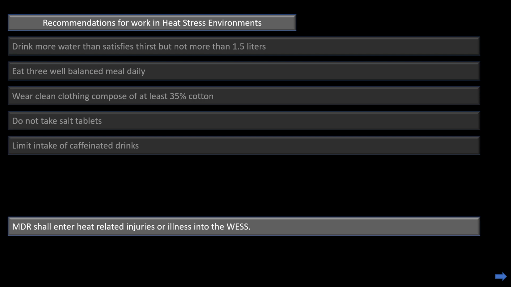And the medical department is going to make sure that any heat-related injuries or illnesses are entered into what's called the web-enabled safety system. So any heat stroke or heat exhaustion, it's got to be entered into the web-enabled safety system, and that's the responsibility of the medical department representative.